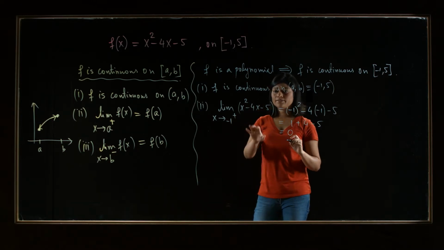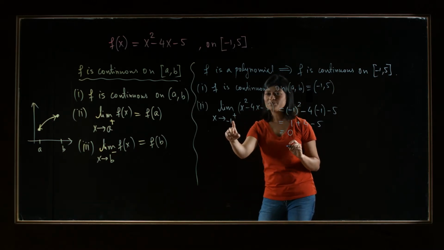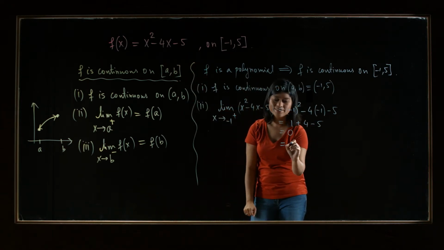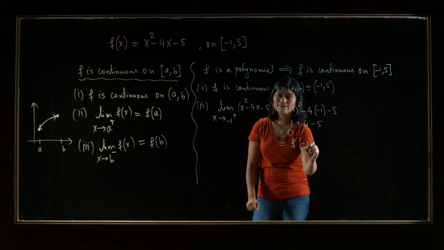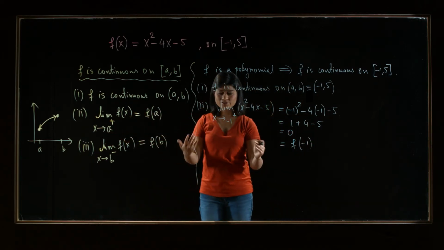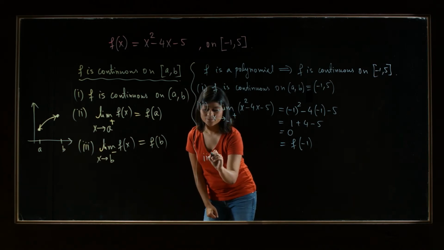And see what I did? I just plugged in -1 in the function expression, and therefore this 0 is going to be the function value at -1. So the second condition is satisfied as well. So let's check the last one the same way.